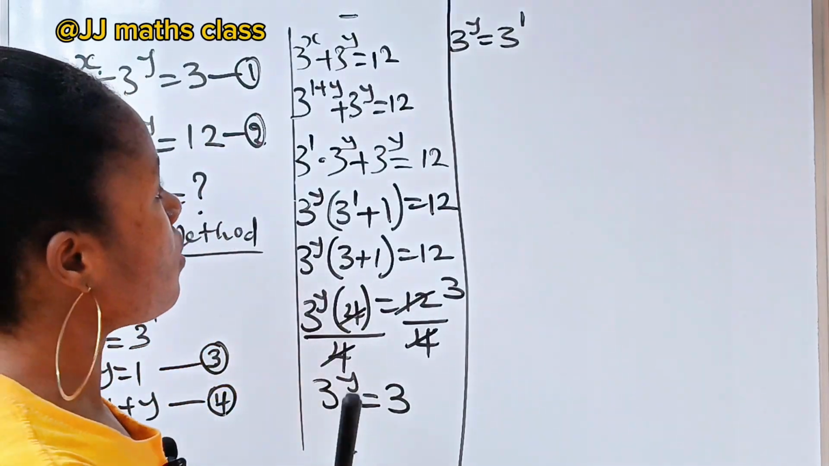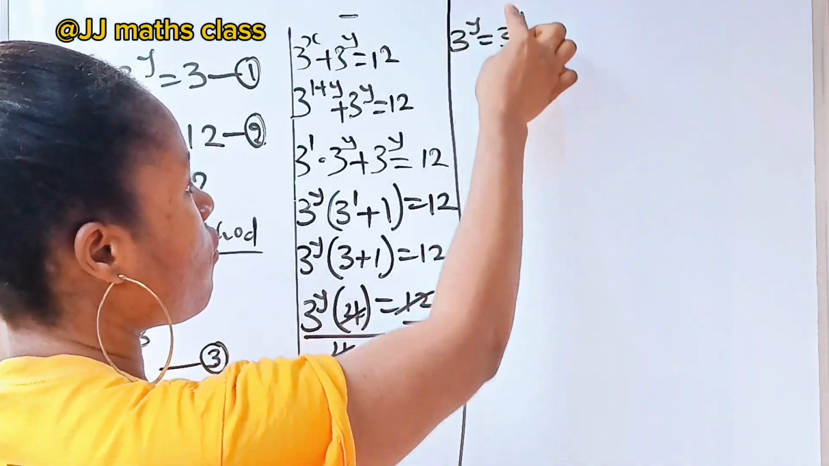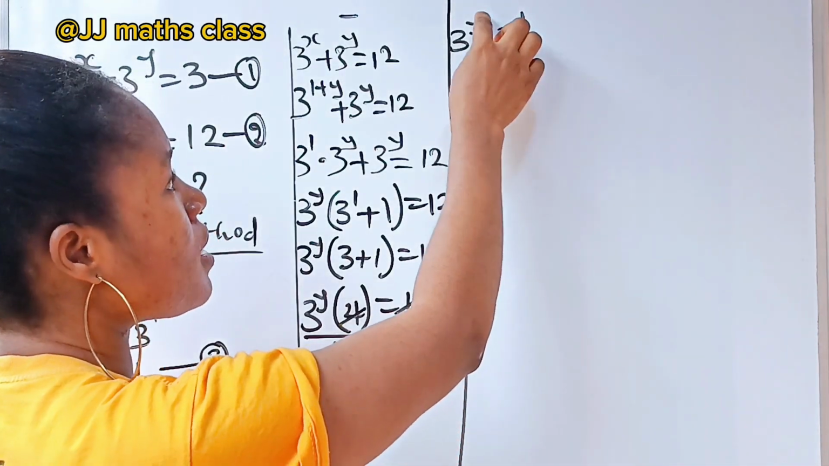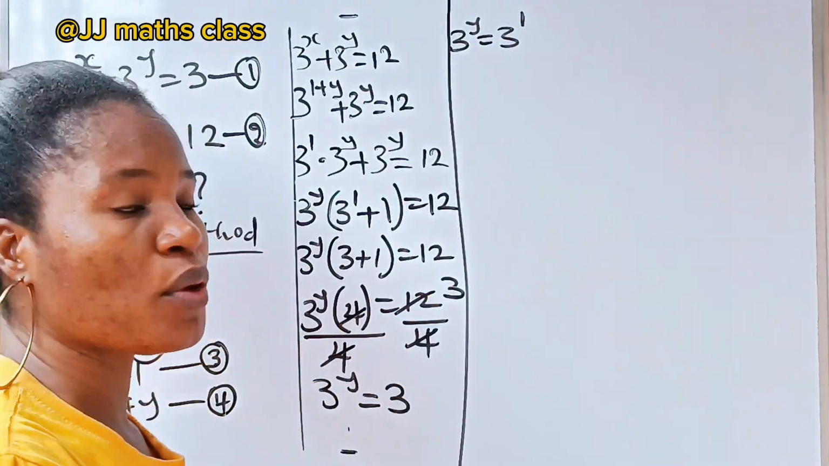Now 3 to the power of y is equal to 3 to the power of 1. We have the same base, that means the powers can be equated.